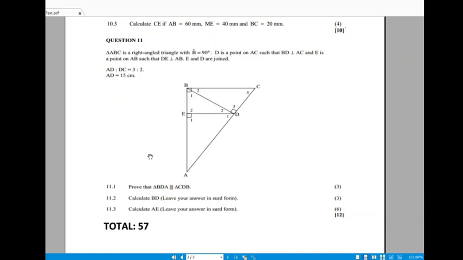Okay, so then we are done with corrections for a test.